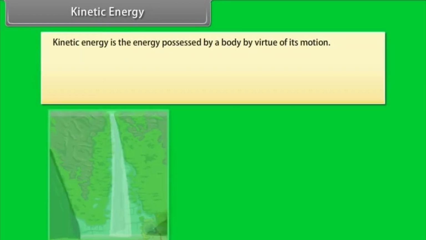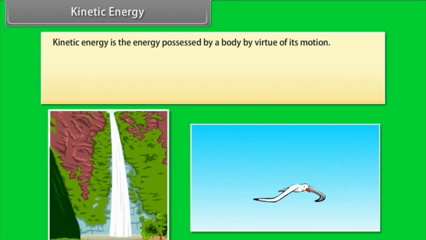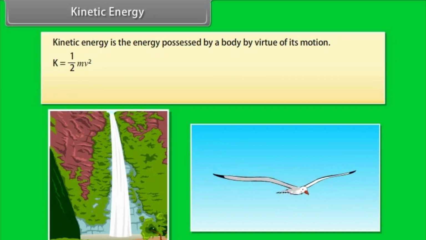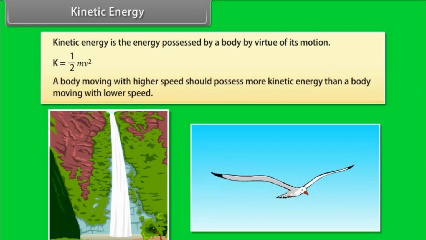Kinetic energy. Kinetic energy is the energy possessed by a body by virtue of its motion. Kinetic energy is equal to half m v square. Running water and a flying bird are a few examples of bodies possessing kinetic energy. It is logical that a body moving with a higher speed should possess more kinetic energy than a body moving with lower speed.